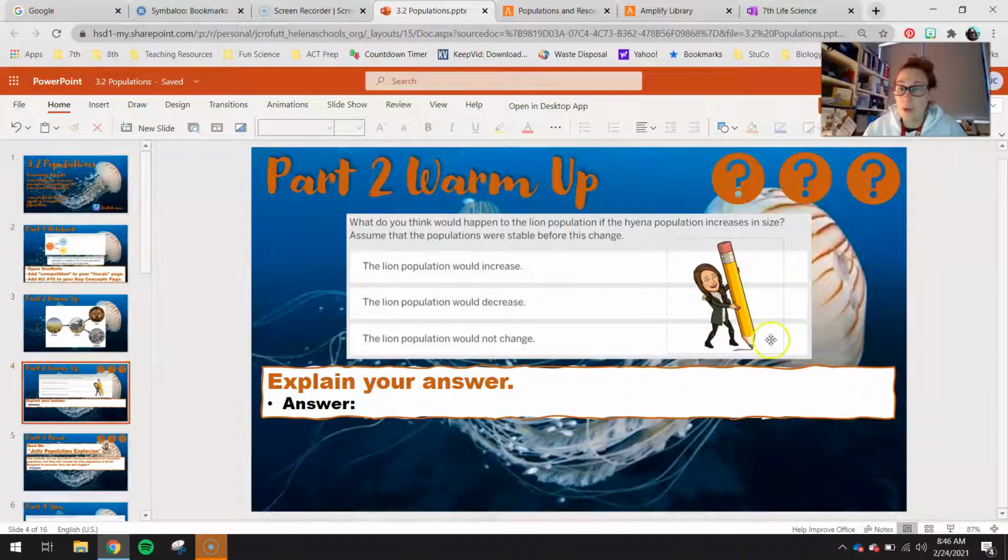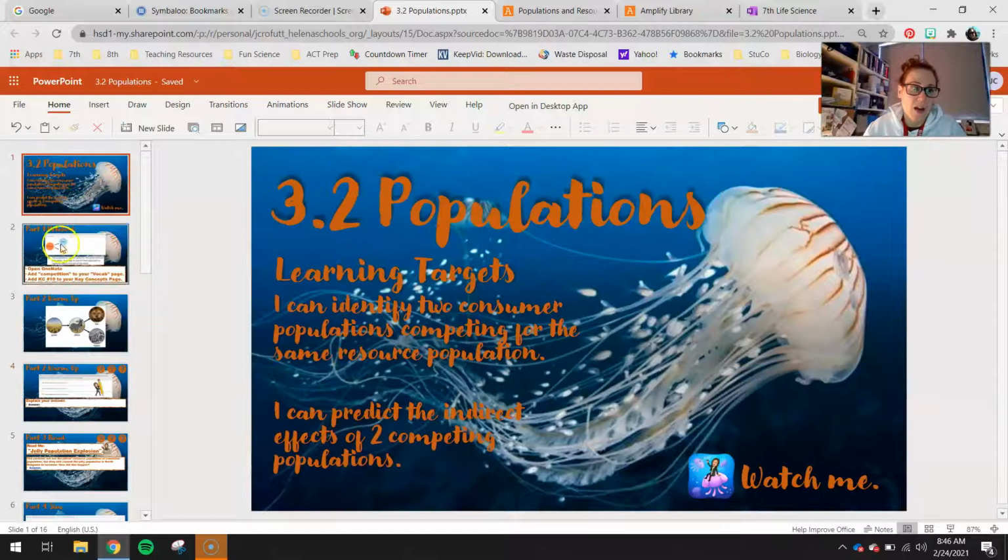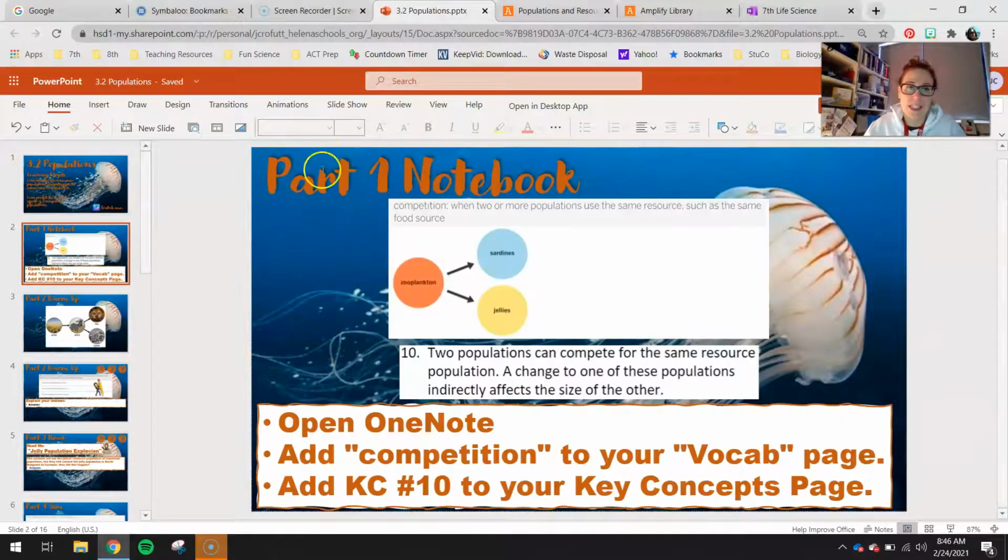The other thing I want to tell you is, wherever you see my little Bitmoji with the pencil, there's somewhere you need to use a draw tool today. So for instance, this one you would be circling an answer using your draw tool. All right, so moving on, the very first thing you need to do is add to your notebook today.